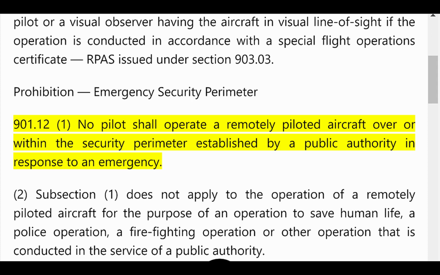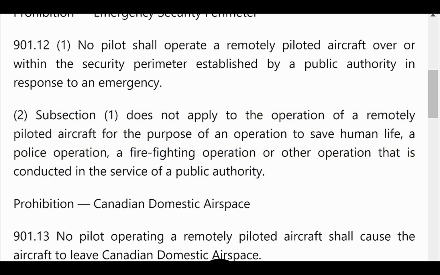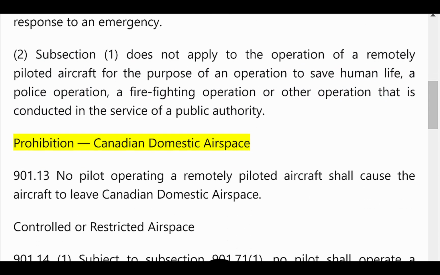901.12(1) No pilot shall operate a remotely piloted aircraft over or within the security perimeter established by a public authority in response to an emergency. 2. Subsection 1 does not apply to the operation of a remotely piloted aircraft for the purpose of an operation to save human life, a police operation, a firefighting operation or other operation that is conducted in the service of a public authority. Prohibition. Canadian domestic airspace.